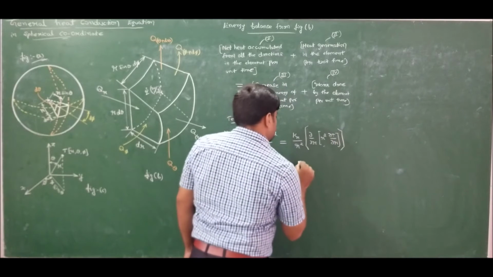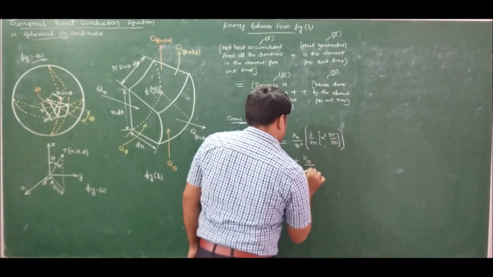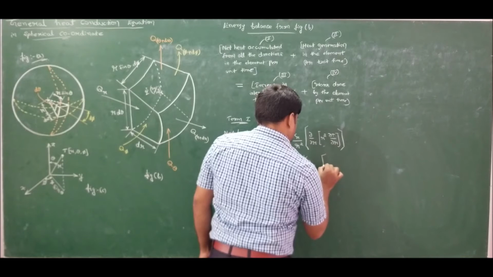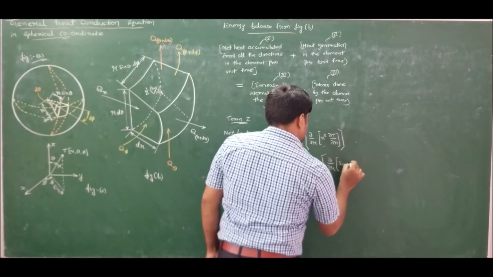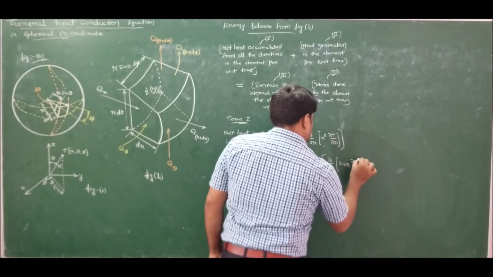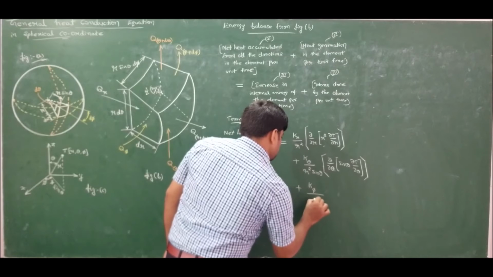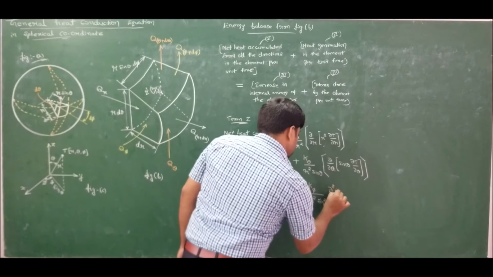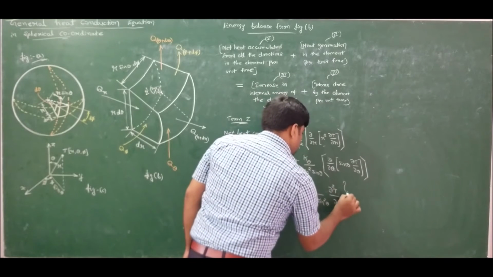I will take the volume outside throughout. Plus in the theta direction, we had k theta by r square sin theta times dou by dou theta of sin theta dou T by dou theta, plus along the phi direction we had k phi by r square sin square theta dou square T by dou phi square. So this is throughout multiplied by the volume.